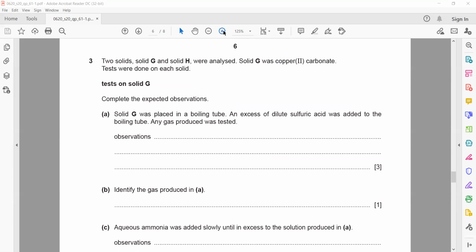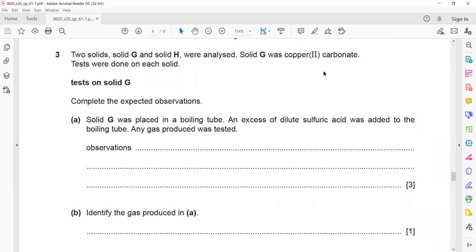Two solids G and H were analyzed. Solid G was copper carbonate. Test on solid G. Complete the expected observation. Solid G was placed in a boiling tube. Excess dilute sulfuric acid is added. Any gas produced was tested.